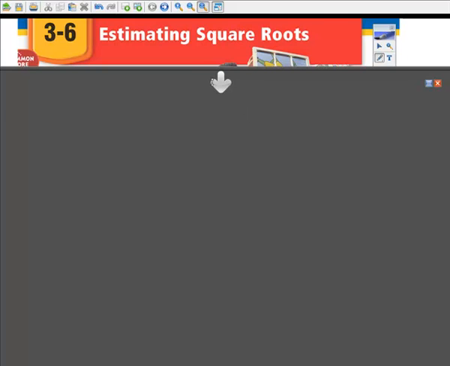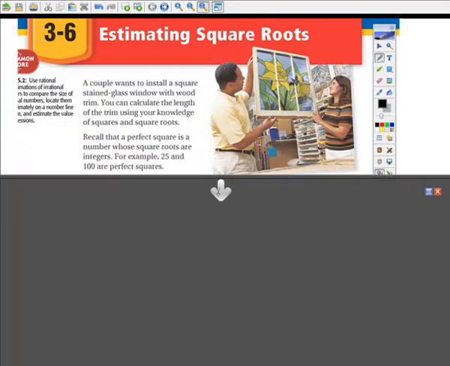Lesson 3.6 is all about estimating square roots. We've taken the square root of perfect squares from yesterday's assignment, and now we're going to estimate the square root of non-perfect squares. For example, a couple wants to install a square stained glass window with wood trim. You can calculate the length of the trim using your knowledge of squares and square roots.